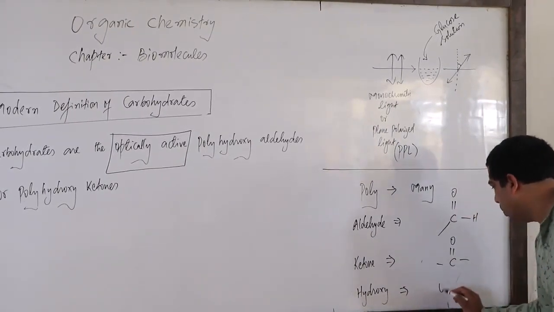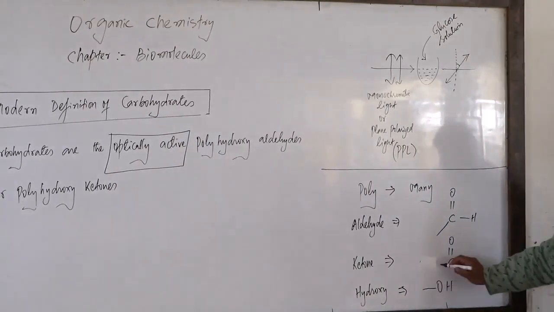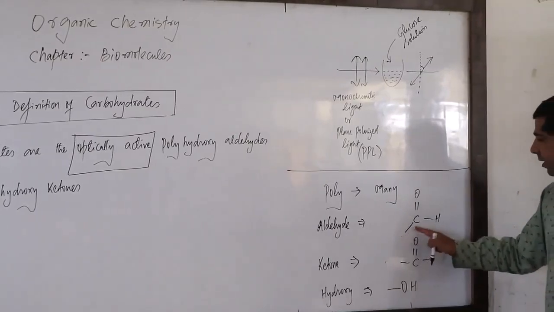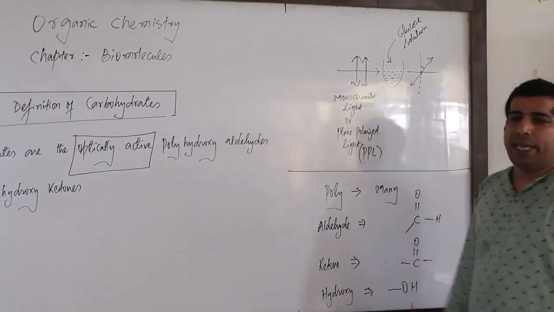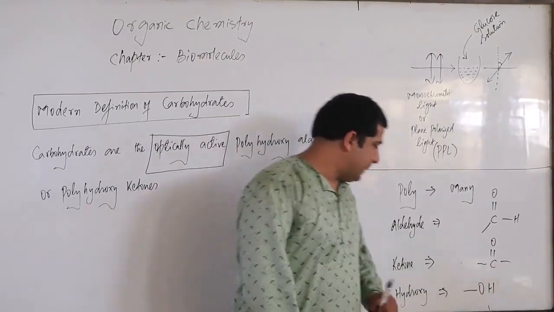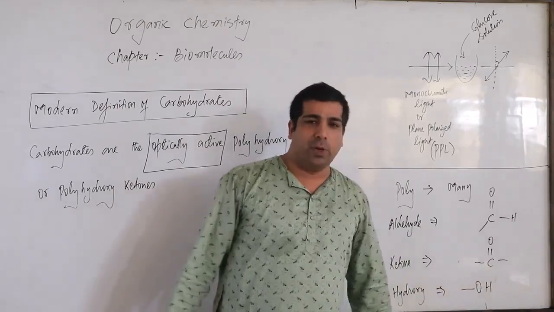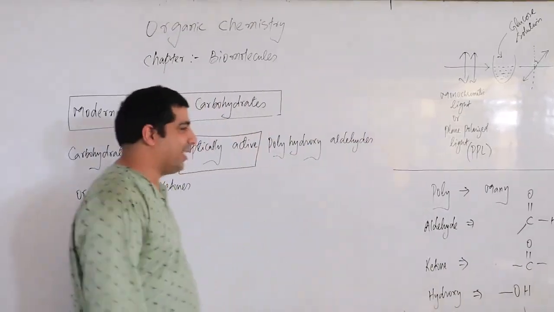Hydroxy means OH group. It has one free valency. Ketone has two free valencies and aldehyde has one free valency. Means aldehyde is capable of making one bond, ketone can make two bonds, and OH group, which is hydroxy group, can make one bond. Valency is one, which is free valency right out there.